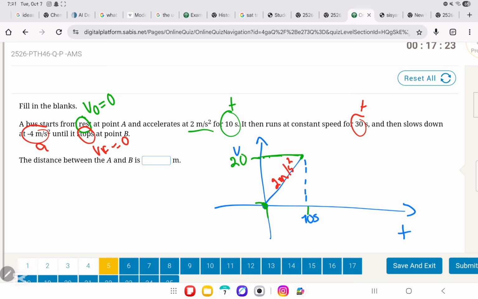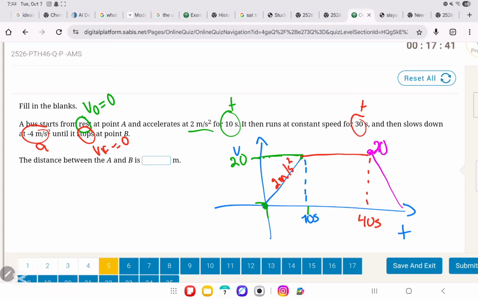Now, at 20 meters per second, it runs at a constant speed for 30 seconds. So this is now 40 seconds, because all of this is 30. And then it slows down from this point, at minus 4 meters per second squared. So we know that this is 20 meters per second.